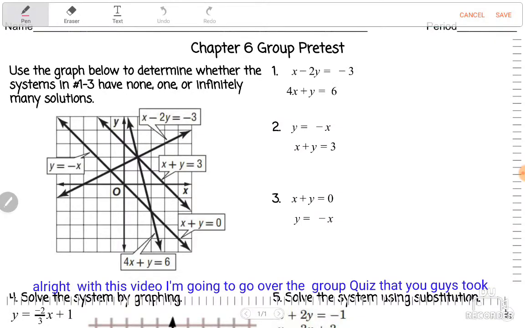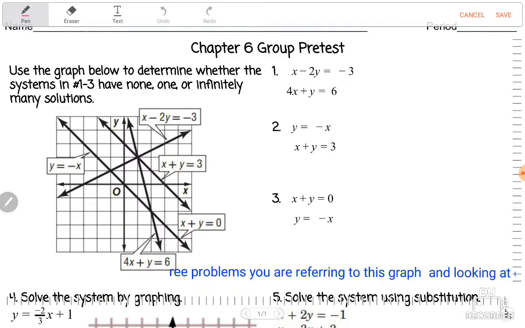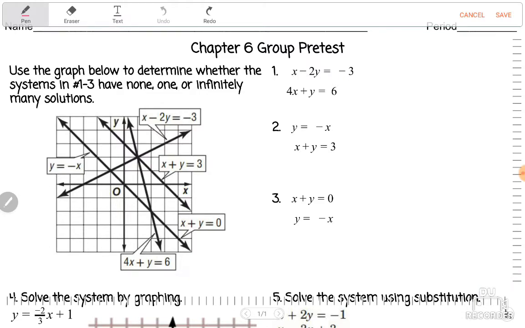Alright, so with this video, I'm going to go over the group quiz that you guys took, the Chapter 6 pretest. For the first three problems, you're referring to this graph. So you're looking at each equation. This one is x minus 2y equals negative 3.